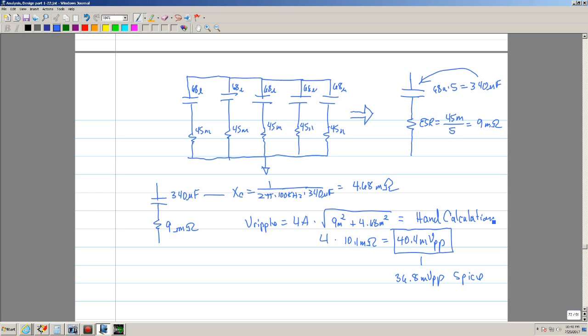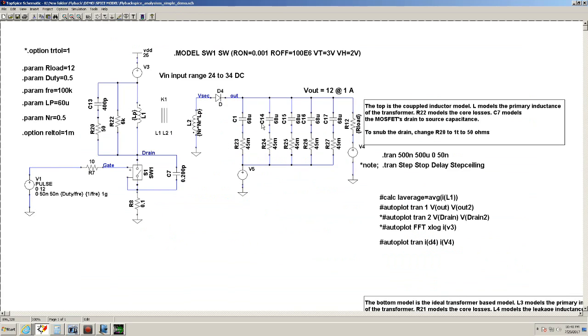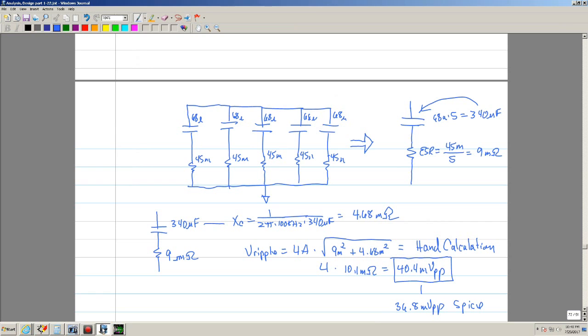Hopefully this will give you a little bit of insight in that you want your capacitor as big as possible, and that the ESR, for the most part, provided that your capacitor is big enough, is what basically determines your ripple in most cases.